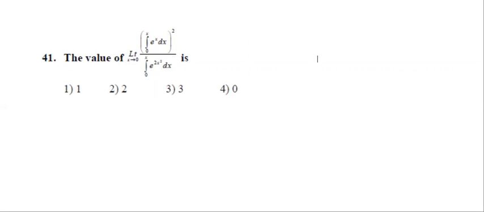What is given? The value of limit x tends to 0, integration 0 to x e power x dx whole square divided by integration 0 to x e power 2x square dx. If you substitute the limit, in the numerator you will get integration 0 to 0, and 0 to 0 means there is no value. Denominator also, you will get 0 by 0. So use L'Hospital rule.